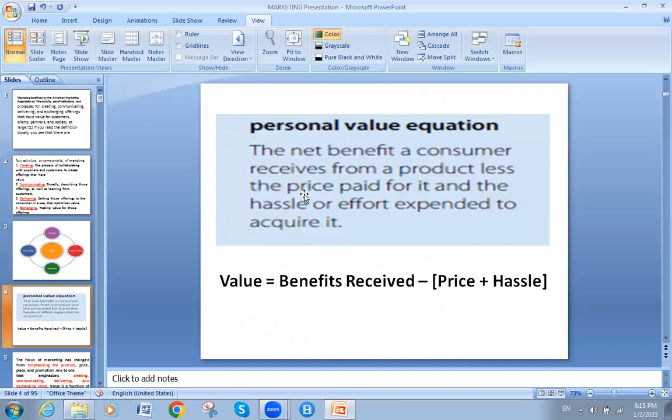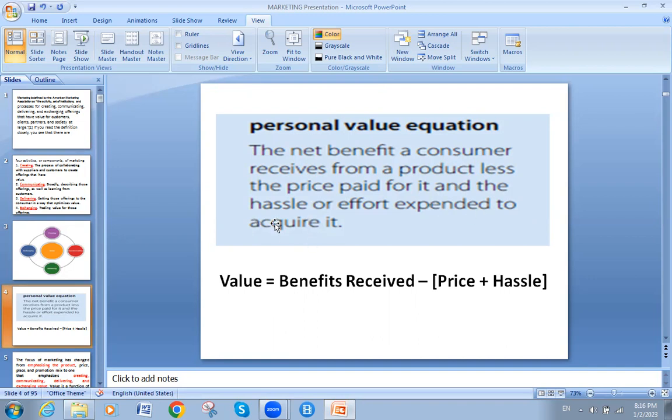The personal value equation. What do we mean by value itself? Value means the benefit you get minus the sacrifice you paid. So the personal value equation is the net benefit a consumer receives from a product less the price paid, and the hassles or efforts expended to acquire it.